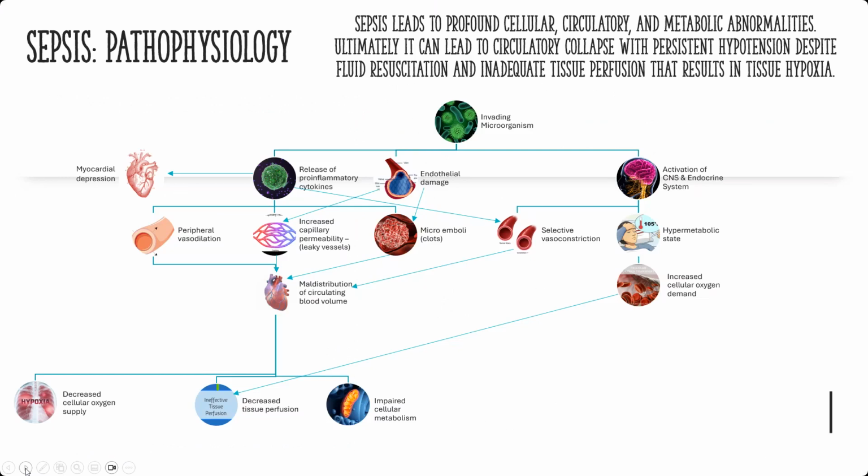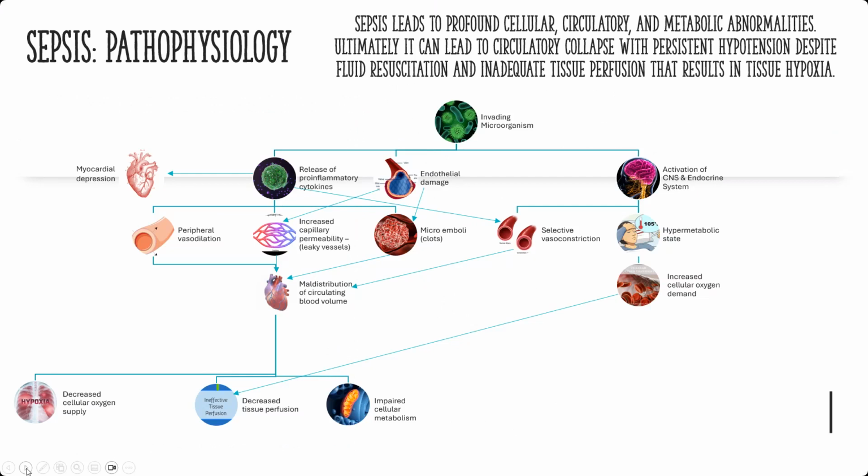So what are you going to see in your patient? You're going to see decreased cellular oxygen. The patient's going to become hypoxic. They're going to have ineffective tissue perfusion. So you're going to notice things like hypotension, tachycardia, and then impaired cellular metabolism too. You're going to notice changes in their blood sugar. All of these problems are going to lead to organ dysfunction. All right, I know that was a lot, but it's just kind of an overview of pathophysiology.